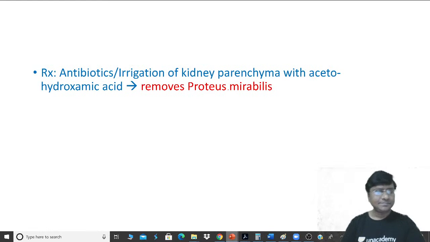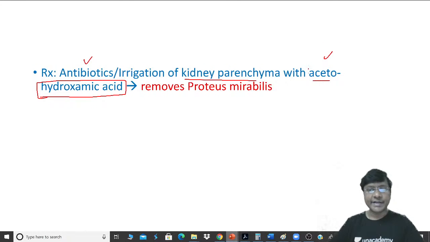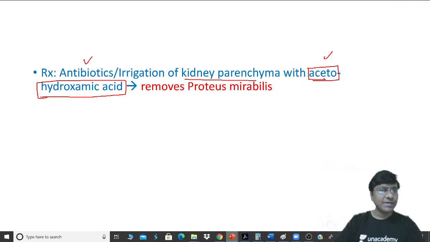Okay, now as Proteus mirabilis is the one which is responsible for your triple phosphate stones, what you have to do is give antibiotics or irrigation of the kidney parenchyma with acetohydroxamic acid. So that is how you have to treat these triple phosphate stones.